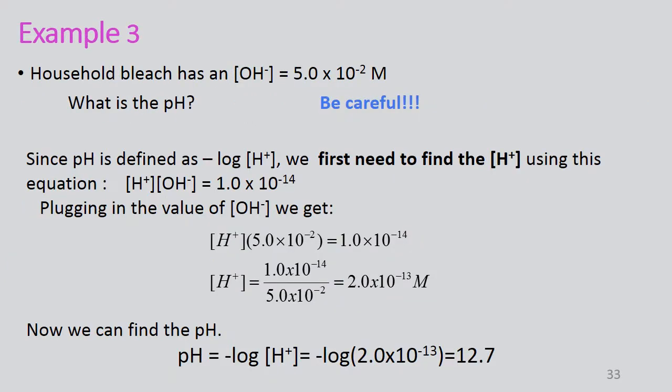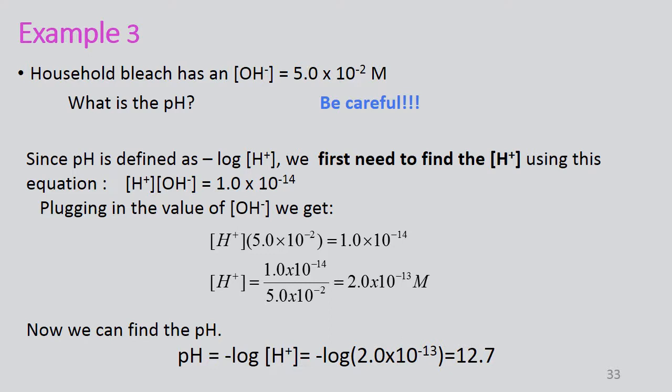All right, here's one more example. Household bleach has an OH negative of 5.0 times 10 to the minus 2 molar. What is the pH? Now, see that I've written be careful. Remember that pH is defined as negative log H plus. So, the first thing we need to do is find the H plus. Here we're given the OH negative. But we know how to do that. We did that a few slides ago.